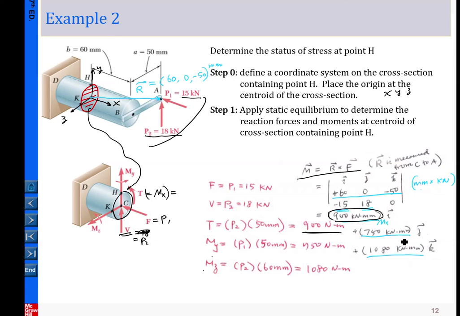Then this is My. My is the couple component about the y-axis, and that is the one we calculated, 750 newton meter. And this is Mz, this component here, 1080 newton meter.